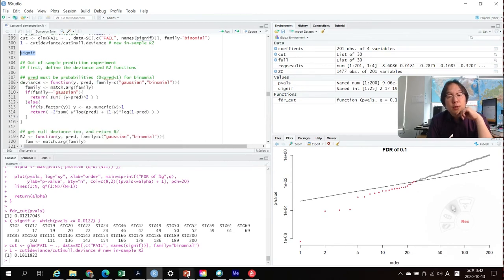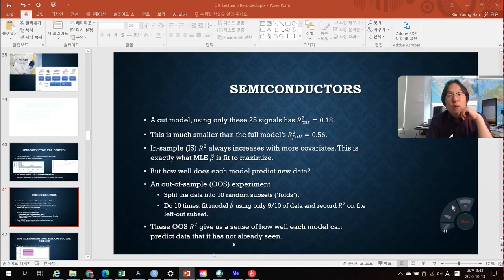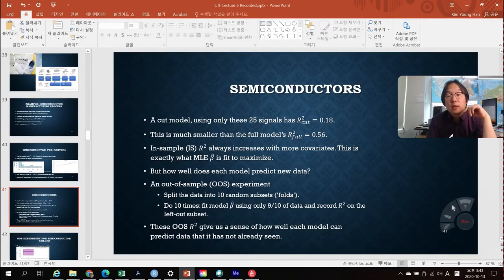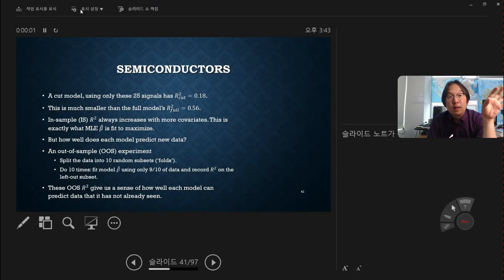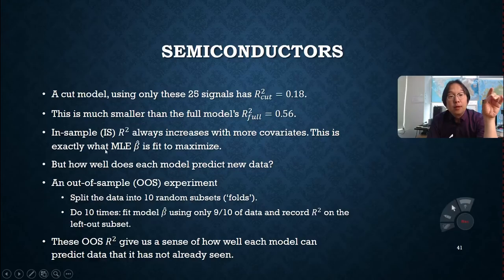And then, so here, we're gonna get back over here, and then a cut model, we call it the cut model, cut into the ones that pass the Benjamini-Hochberg algorithm, right? Those 25 variables regression, the R squared is 18%, okay? Now, this is much smaller than the full model, 56%.